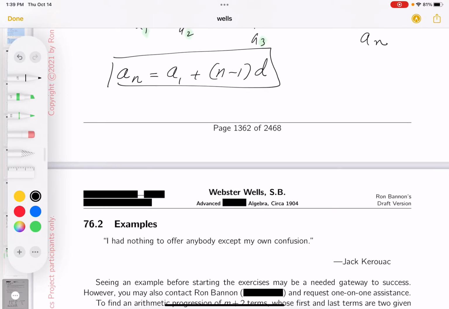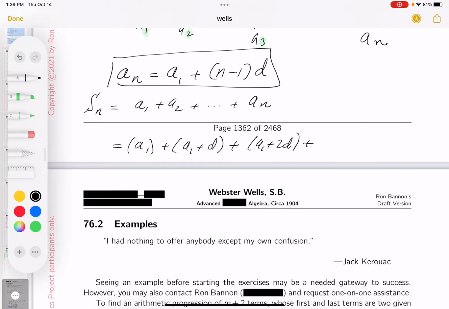Now, what's the other important one? Summing them together. I'll write this down for you, and that's called Sn. Sn is going to be A1 plus A2, and then we stop at An. I'll derive the formula again. I know we've done it before. And what's that going to be? Well, let's put the next terms down. It's going to be A1 plus (A1 plus D) plus (A1 plus 2D) plus yada, yada, yada, up to A1 plus n minus 1 D.